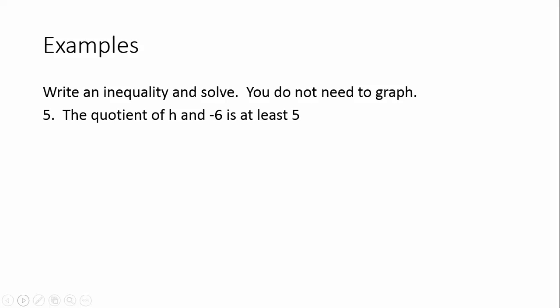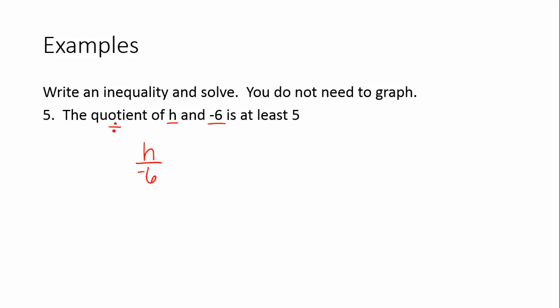Now we're asked to write an inequality and solve, but we don't have to graph it. So the quotient of h and negative 6 is at least 5. Remember that quotient means division. So we're dividing h and negative 6. What does that look like? It looks like this. H over negative 6, or the fraction h and negative 6. Remember that fractions are division, and it says it's at least 5.